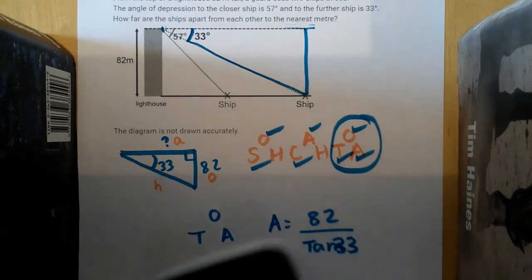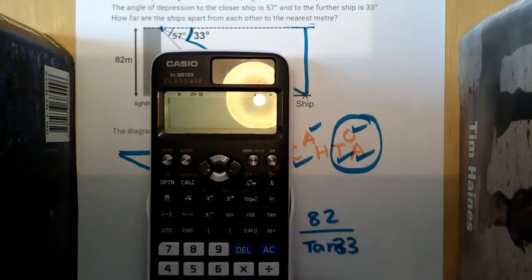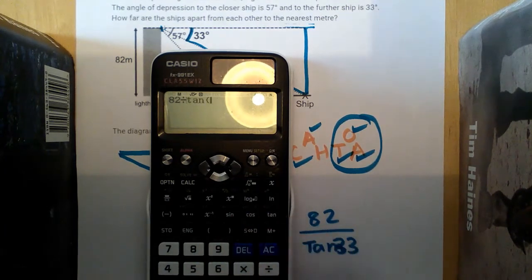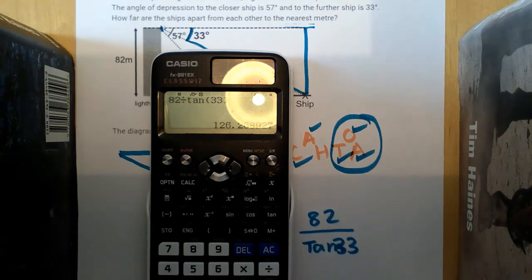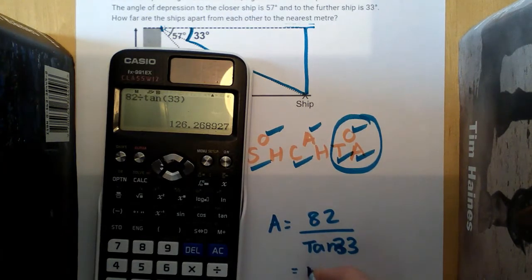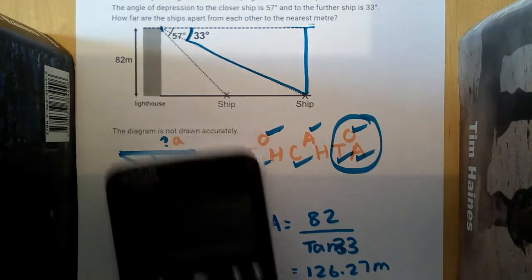Okay, so let's put it into the calculator. The opposite is 82 divided by tan 33, and that equals 126.27 metres. We'll leave it as that because it's to the nearest metre.